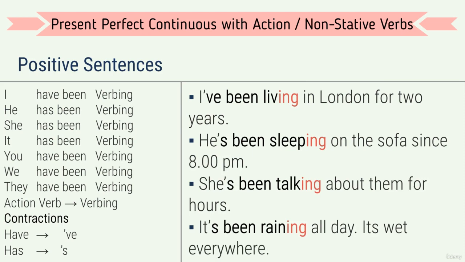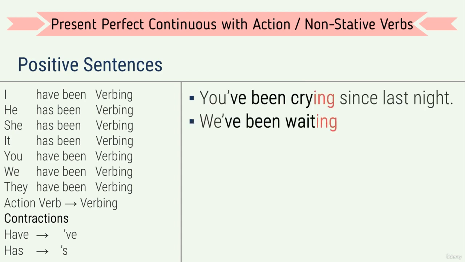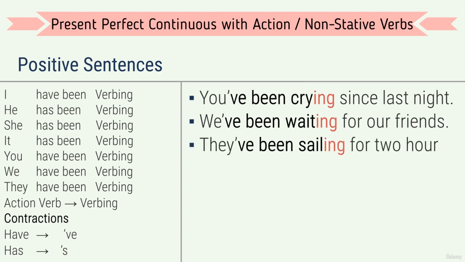It's wet everywhere. You've been crying since last night. We've been waiting for our friends. They've been sailing for 2 hours. So what you notice here is we have our structure, the subject, I, you, he, she, it, we, they, have or has, been, and our verb with the ing ending.